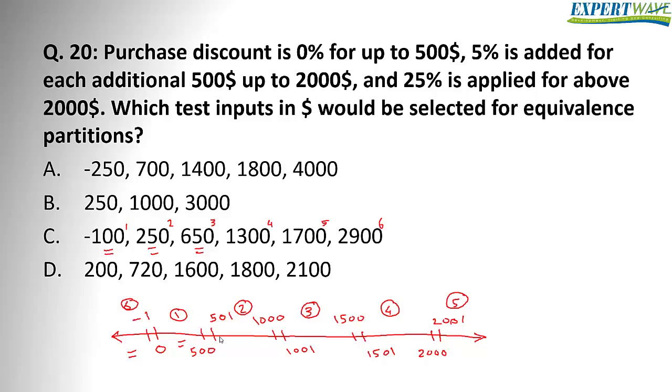1700 is between 1501 and 2000. And 2900 is above 2001. So our solution is correct. The correct answer is C.